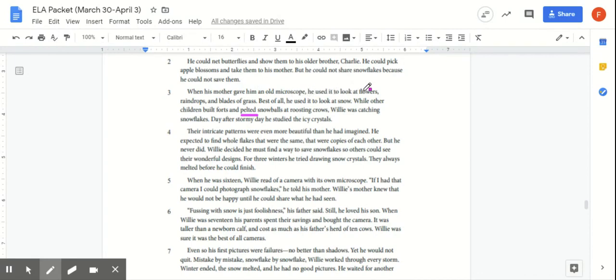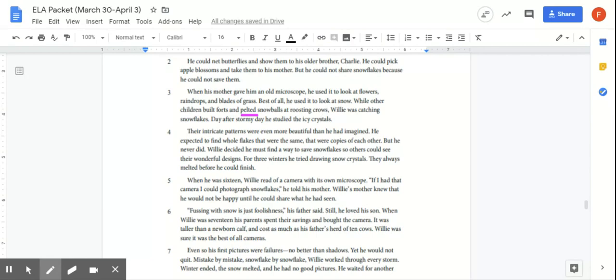When his mother gave him an old microscope, he used it to look at flowers, raindrops, and blades of grass. Best of all, he used it to look at snow. While other children built forts and pelted snowballs at roosting crows, Willie was catching snowflakes. So children pelted snowballs at roosting crows.